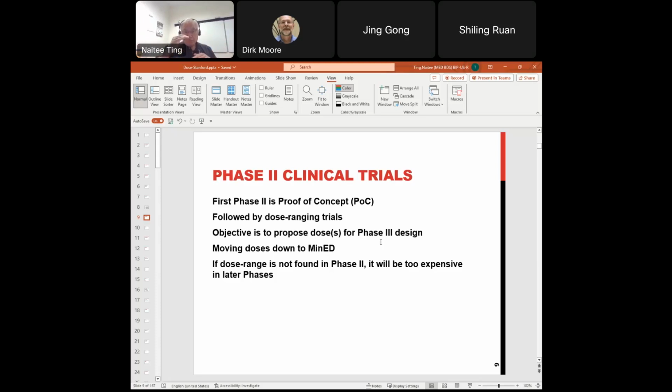So moving doses up and moving doses down, the entire considerations are different. Moving doses up, you watch for toxicity. Moving doses down, you try to see if you can separate the two distributions. And hopefully you can find minimum effect dose. Later, I'm going to explain why minimum effect dose is mission impossible. Among all the drugs approved on the market, there's not a single drug I know clearly what the minimum effect dose is, because finding minimum effect dose is very, very difficult. Now, if the dose range is not found in phase two, it'll be too expensive in later phases.